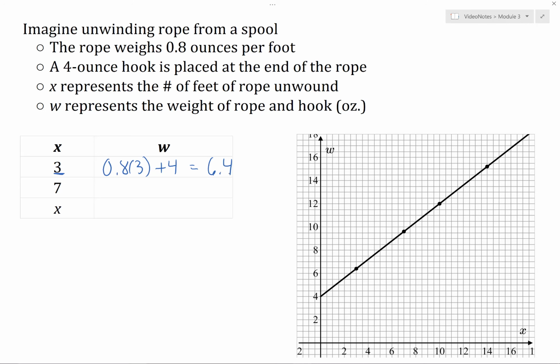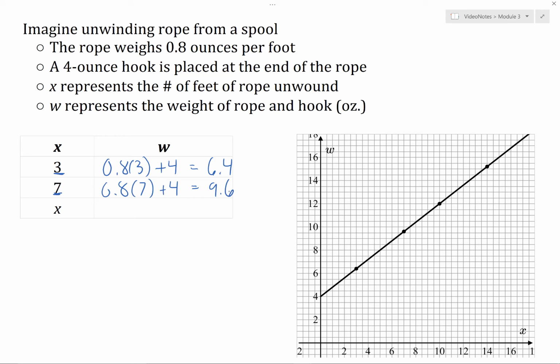Similarly, if X is equal to 7, then the weight of the rope is 0.8 times 7 ounces. And we'll add 4 ounces for the weight of the hook. And this is equal to 9.6, which means that when 7 feet of rope have been unwound, the weight of the rope and hook is 9.6 ounces.